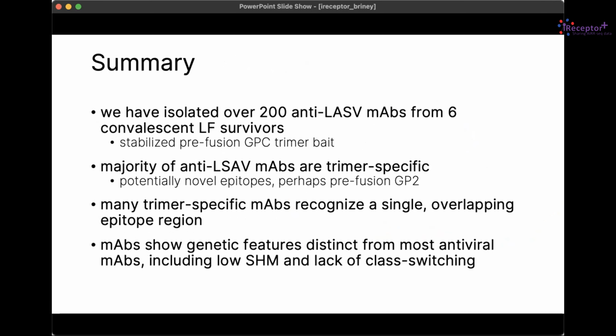So last slide. This summary slide is outdated. We actually have over 800 antibodies now from 7 convalescent survivors. The majority of them are trimer specific. Our hope is that the stabilized construct does a better job of presenting pre-fusion GP2, and that a lot of the trimer specific antibodies are in fact GPC specific and are recognized in the pre-fusion form of GP2, which is not present on the monomeric form of GPC.